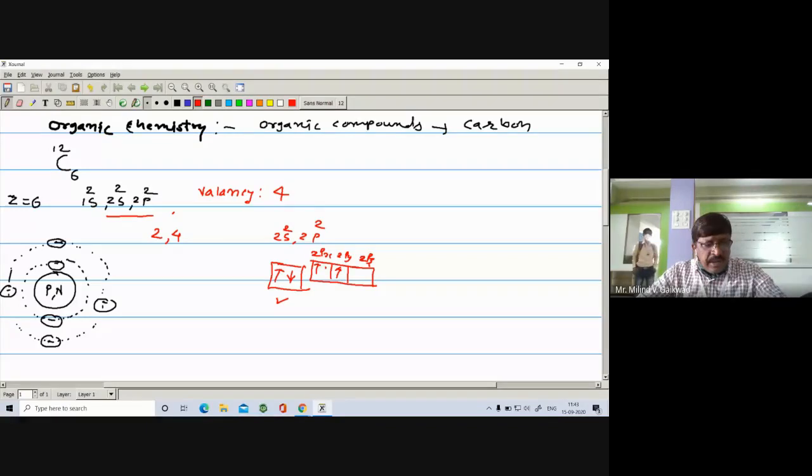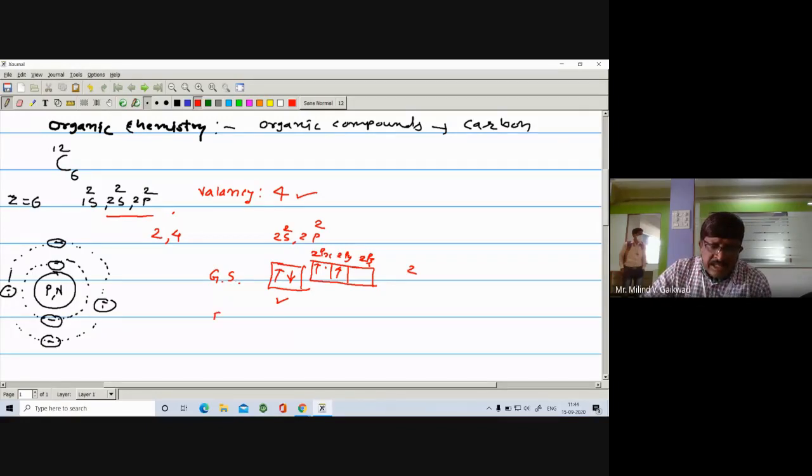Actually, there are only 2 unpaired electrons, but you are saying that the valence is 4. How is that possible? Understand? In this case there are only 2 unpaired electrons, so we should write the valence as 2, right? But the valence is 4. 4 is correct, but why not 2? This is the ground state electronic configuration.